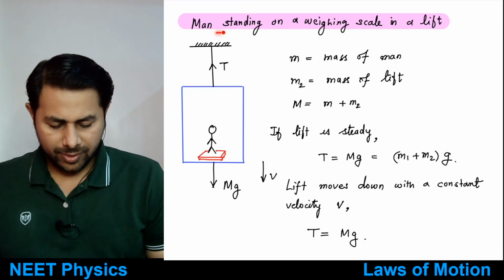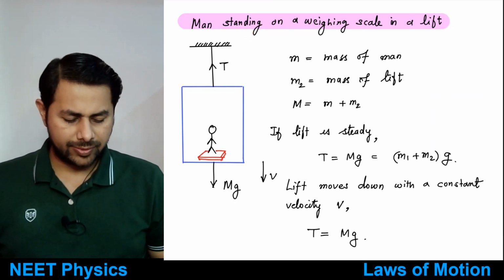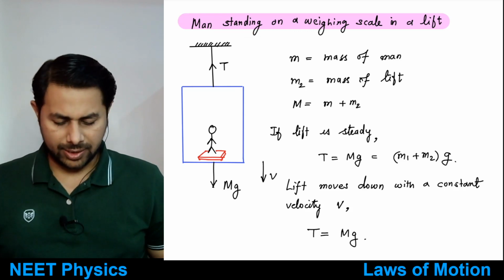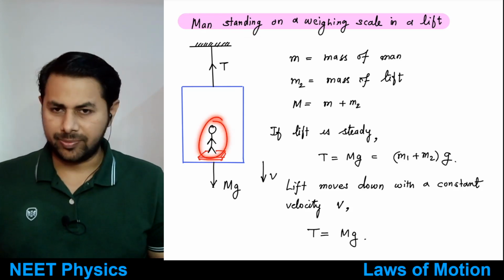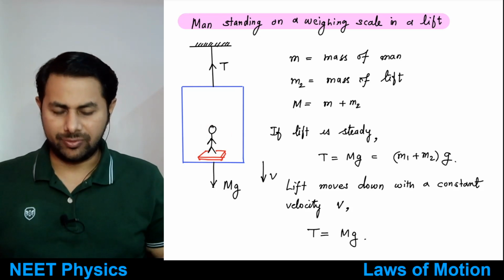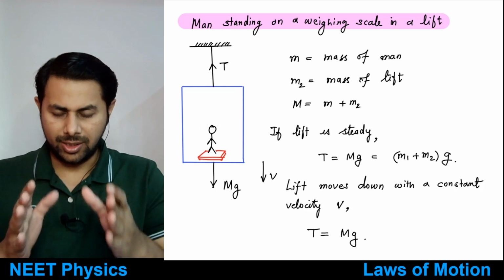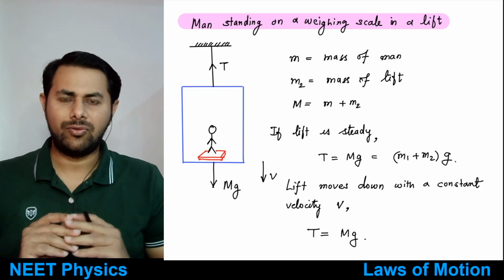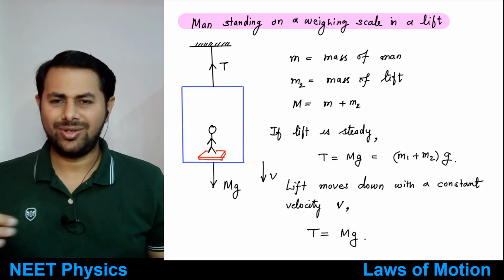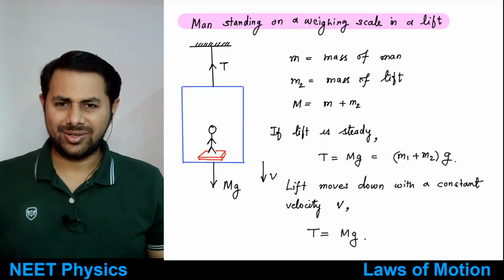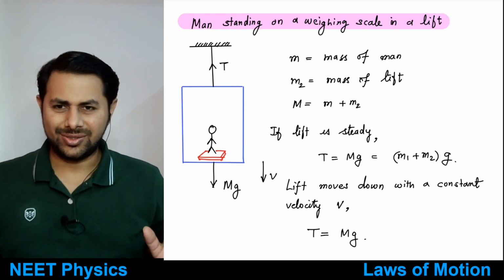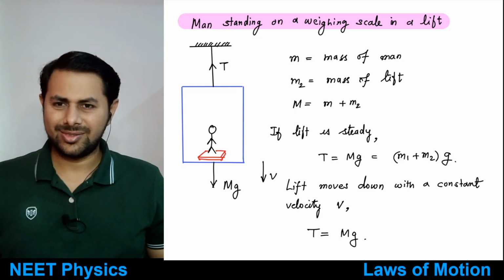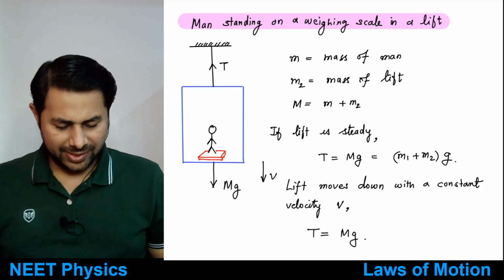Then let's take another problem. Okay, let's talk about another problem. So there is a man standing in a lift and there is a weighing scale, weighing machine inside the lift. Okay, so the man is standing above the weighing scale. So the lift is moving or lift is steady, whatever, but the man sees his weight on the weighing scale.